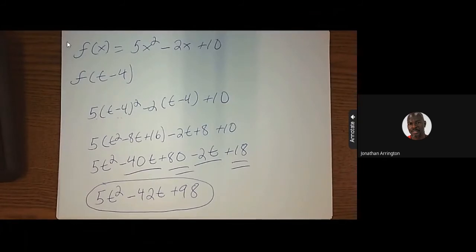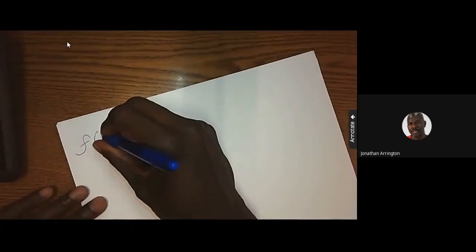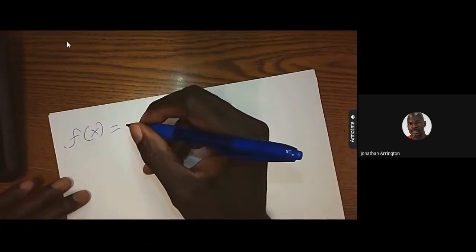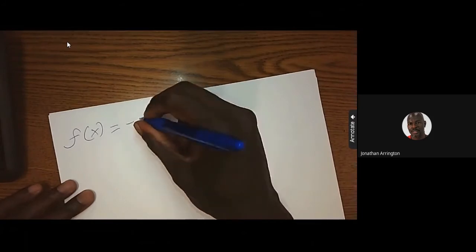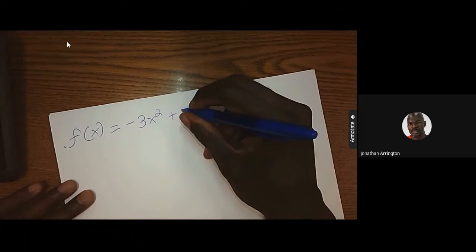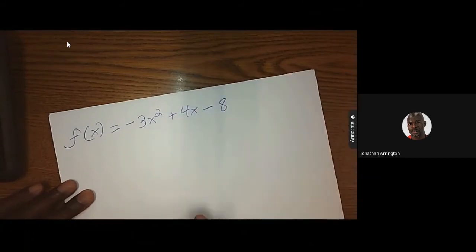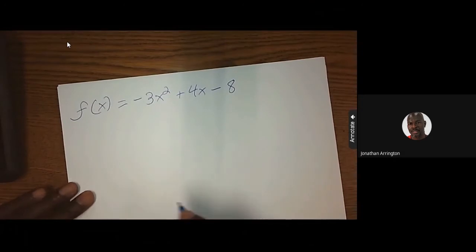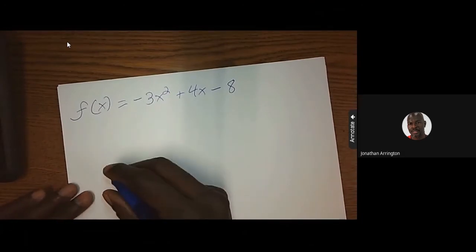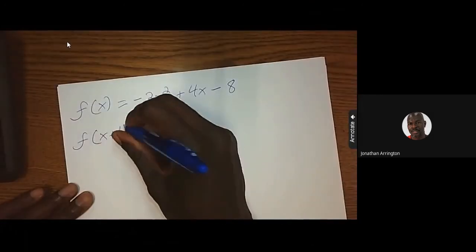So again, now we'll look at another example. This time we'll put a negative number in front of x squared. So let's say f of x is negative 3x squared plus 4x minus 8. And let's find f of x plus h.